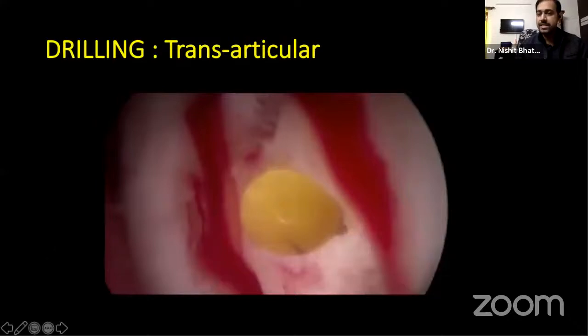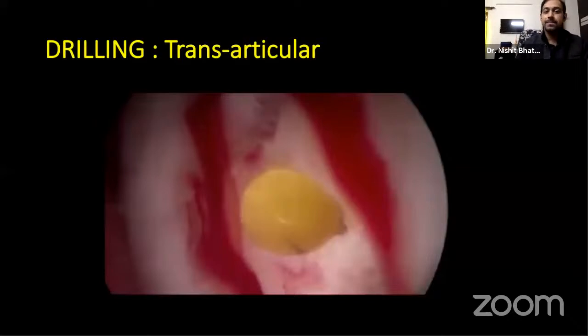This is a very easy and straightforward procedure, not very technically difficult. But the problem with this procedure sometimes is that these holes never fill up. And therefore, whatever cartilage was overlying, you have already removed it and you have created additional holes, leading to a problem later on in life.